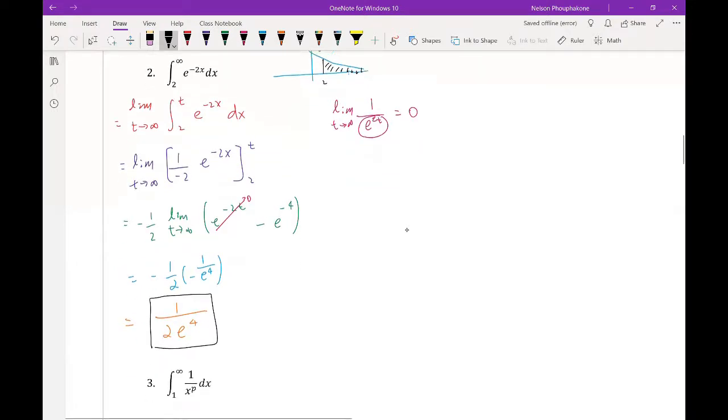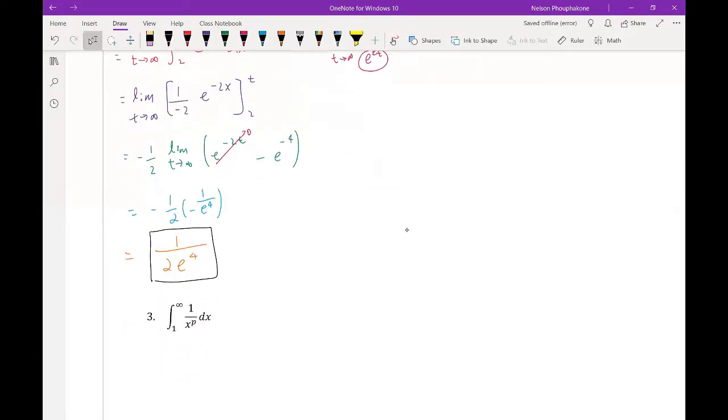Yeah, easy, huh? Now the next one, I would like to talk about this. Now remember p is a real number. It is kind of like any number here. So in this case, let us try this problem now.